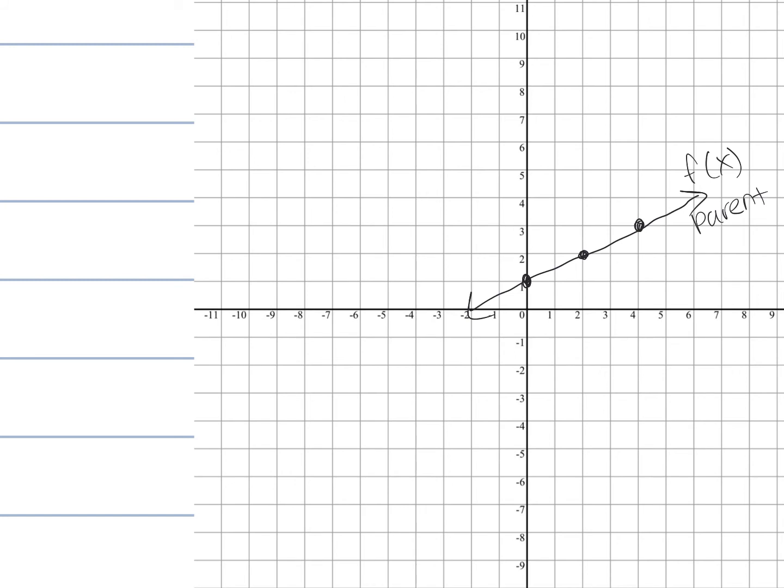Okay, now let's reflect it over the y-axis. And let's start with this point all the way on the right. So this point is 4, 3. How far away is this point from the y-axis? How many units? 4. It's 4 units to the right. Do you agree? So we're going to reflect it and put it 4 units to the left. So its new coordinates are -4, 3.